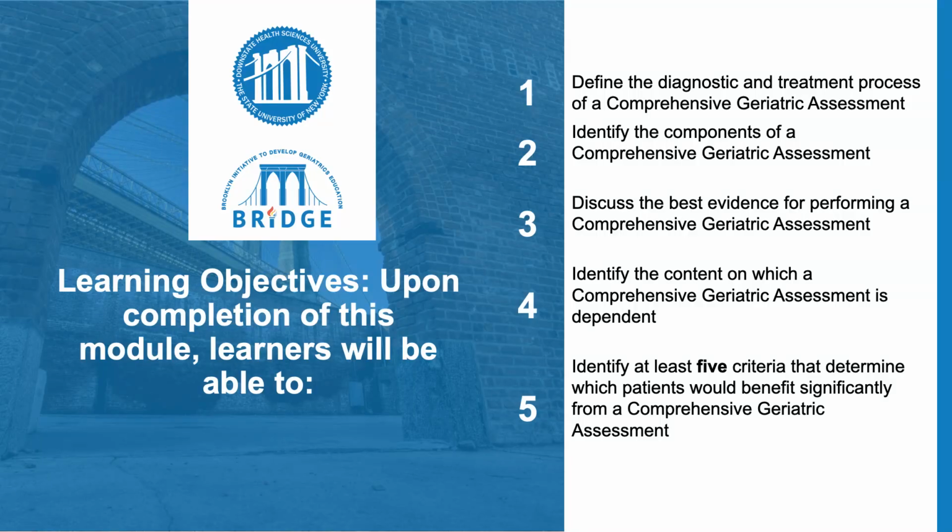The learning objectives for this SLM presentation are to define the diagnostic and treatment process of a comprehensive geriatric assessment; identify the components of a comprehensive geriatric assessment, which I may also refer to as a CGA; discuss the best evidence for performing a comprehensive geriatric assessment; identify the content on which a comprehensive geriatric assessment is dependent; and identify at least 5 criteria that determine which patients would benefit significantly from a comprehensive geriatric assessment.